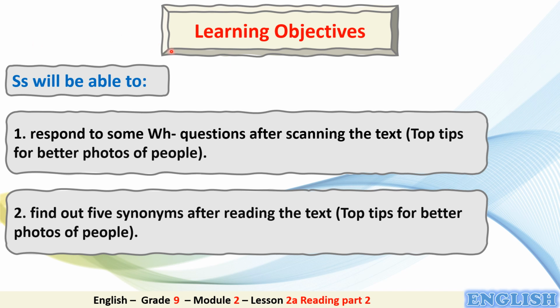In our lesson today, we have two learning objectives. So students will be able to, number one, respond to some WH questions after scanning the text about top tips for better photos of people. Number two, find out 5 synonyms after reading the text about top tips for better photos of people.